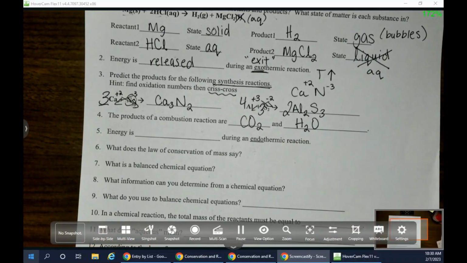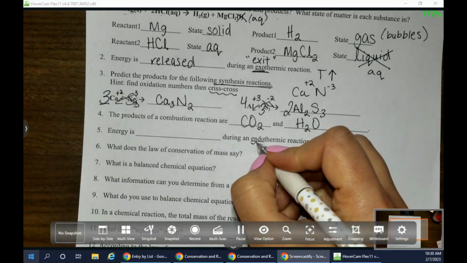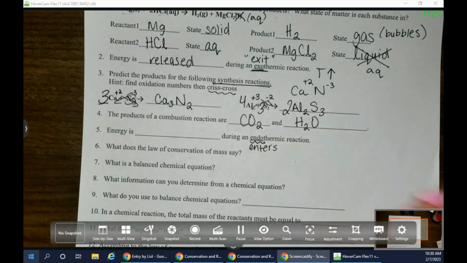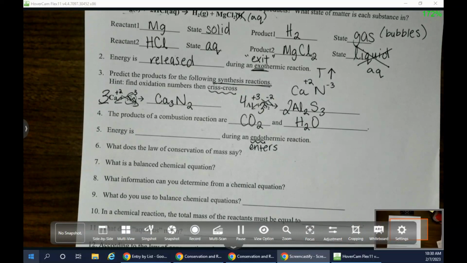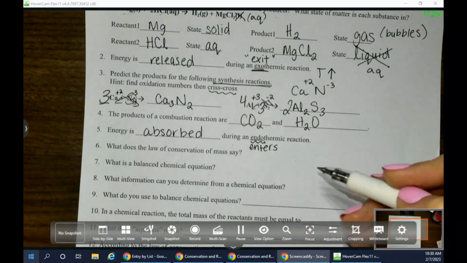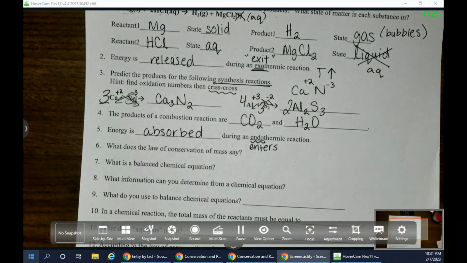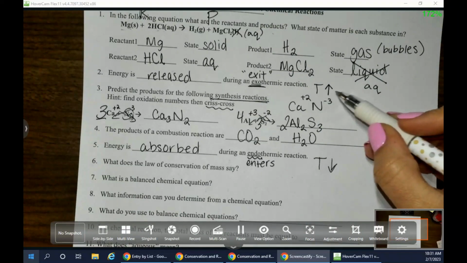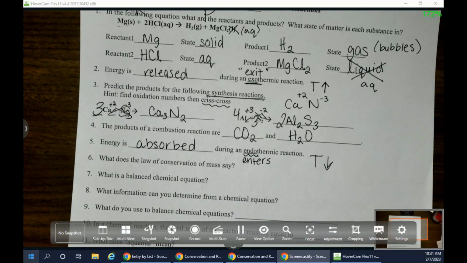Good. All right. Energy is what during an endothermic reaction? So this is the opposite. This is where energy enters. So is energy released or absorbed? This one, it's absorbed. Good. Now you look at that and you're like, okay, if it enters the reaction, then why isn't it getting hotter? It's because it's sucking it from your hand, so your hand feels colder. So temperature according to you will go down. Here, temperature according to you went up because it was released into your hand.